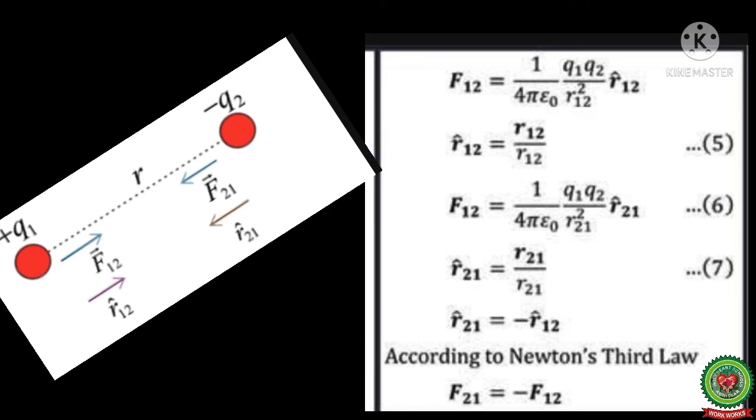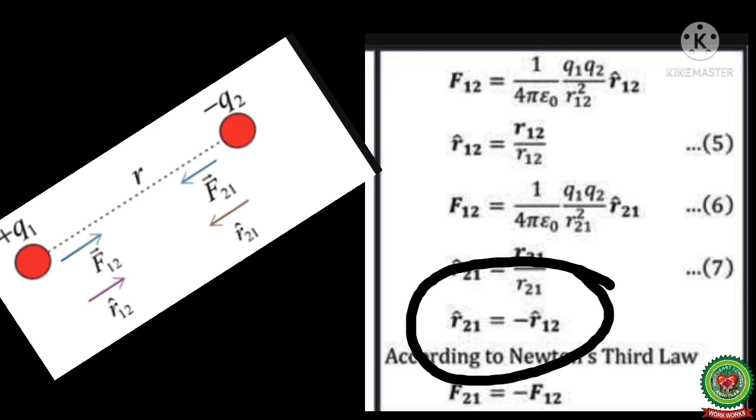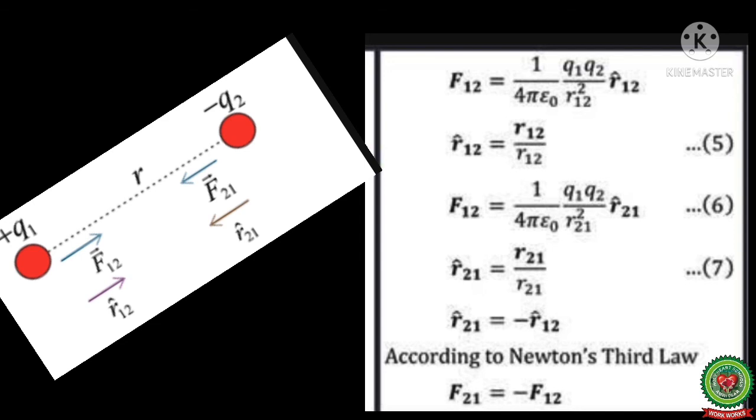Similarly, F12 will represent force exerted on Q1 due to Q2, and the formula becomes F12 equal to 1 over 4 pi epsilon naught Q1 Q2 over r square into r21 cap. Children, the only difference between F12 and F21 is the difference of r12 and r21. They are oppositely directed. So r12 cap is equal to minus of r21 cap.